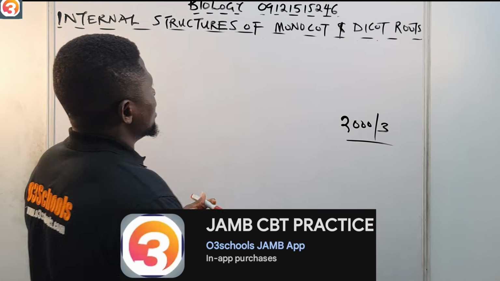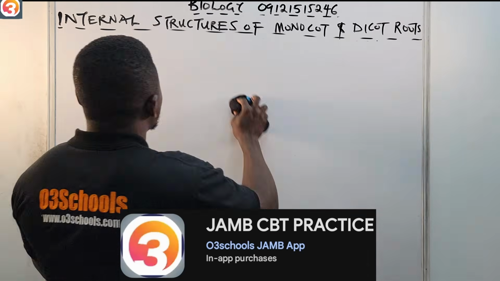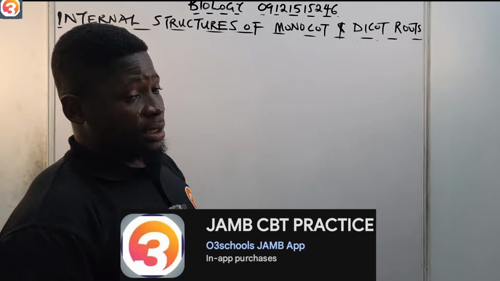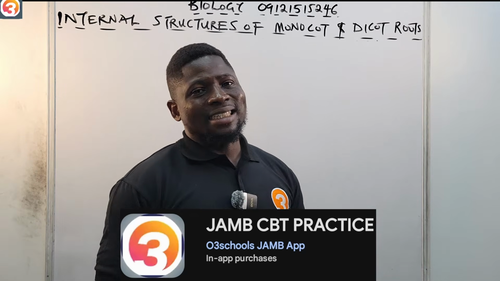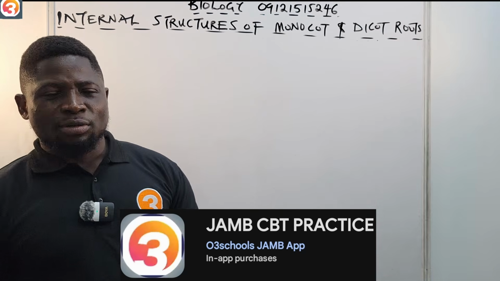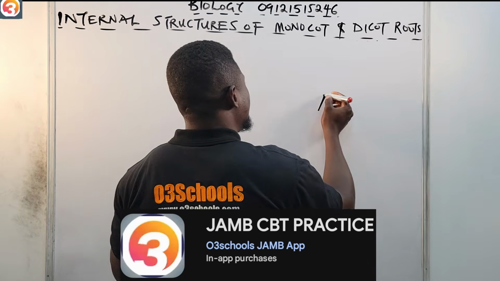So let us see the internal structures of monocot and dicot. First of all, what are monocot plants and what are dicots? We already know that monocots and dicots are the major types of flowering plants, known as angiosperms.